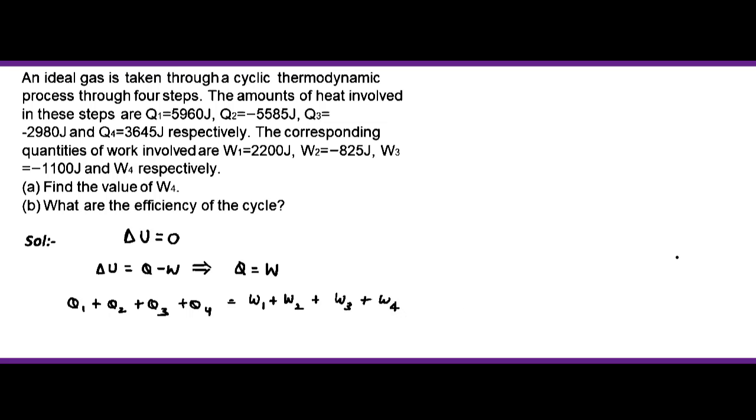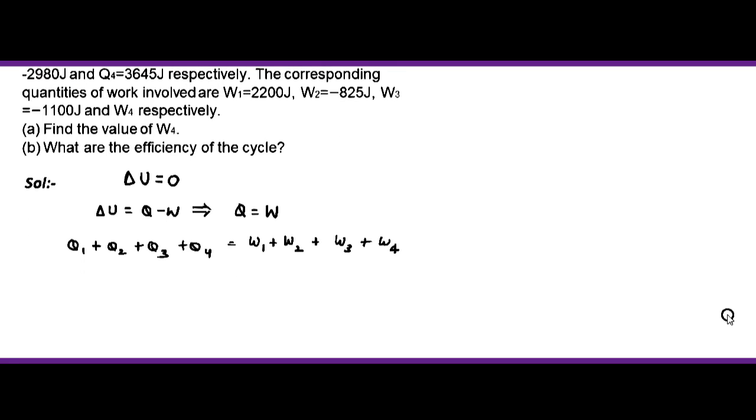Okay, so I have to just put the values from the question, where Q1 is 5960, so I will put here 5960. Q2, what is the value of Q2? It is minus 5585. What is the value of Q3? It is minus 2980. And what is the value of Q4? It is plus 3645, which is equal to W1. What is the value of W1?